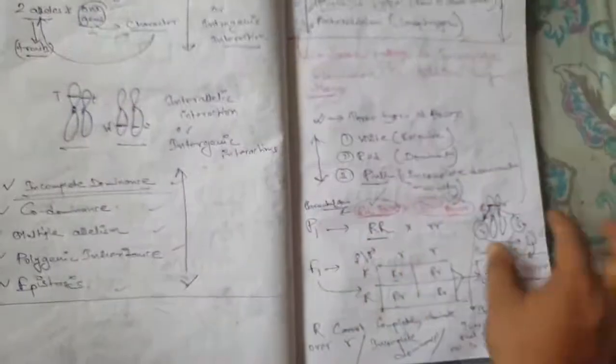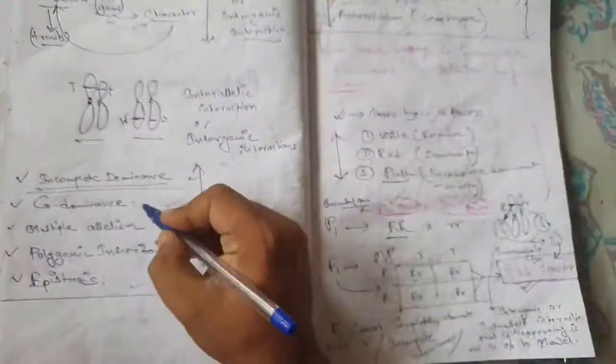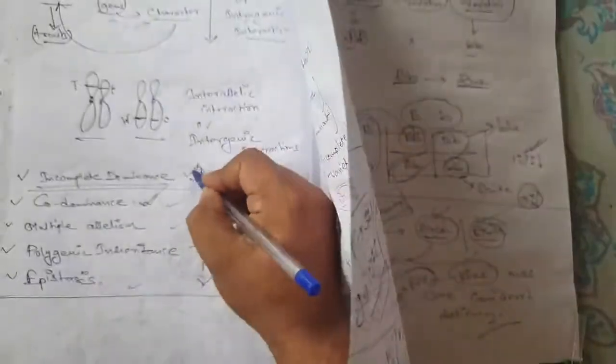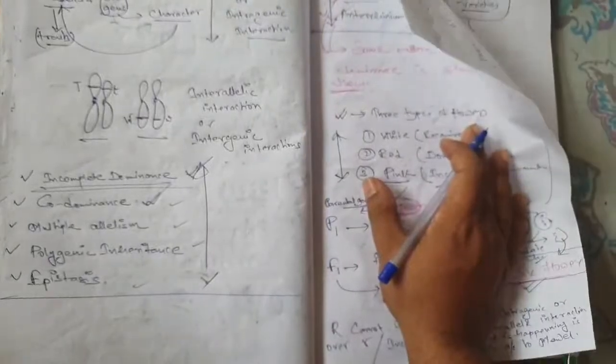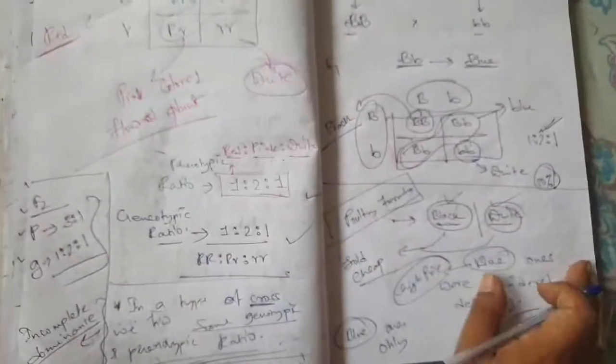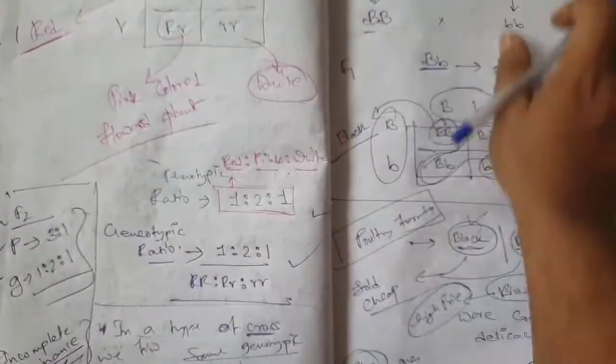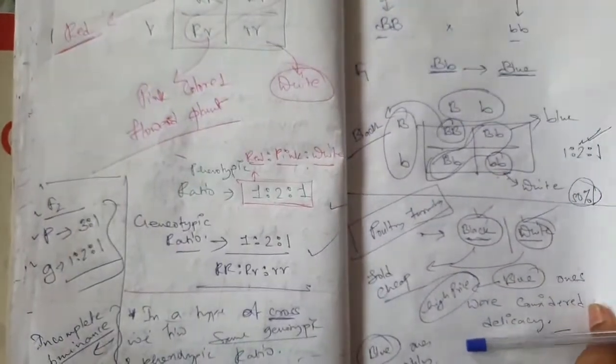Next, I should move into codominance. Incomplete dominance is done. Let's see. Codominance is a little bit different from incomplete dominance. In incomplete dominance, we see an intermediate thing, right? An intermediate phenotype. But in codominance, that is not the case.